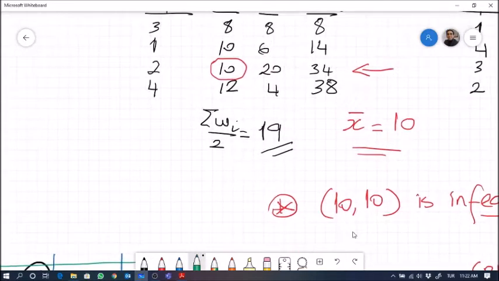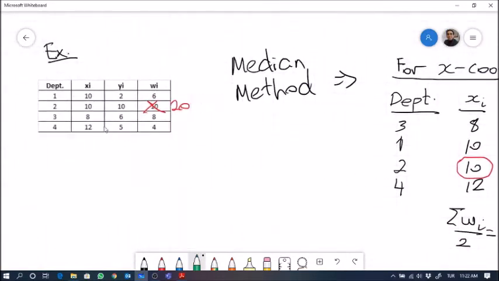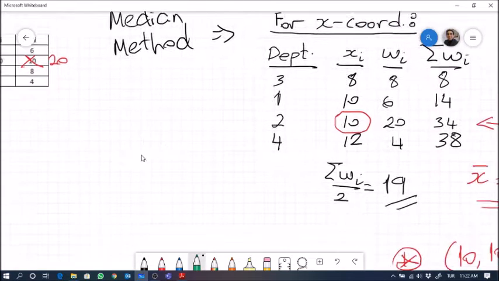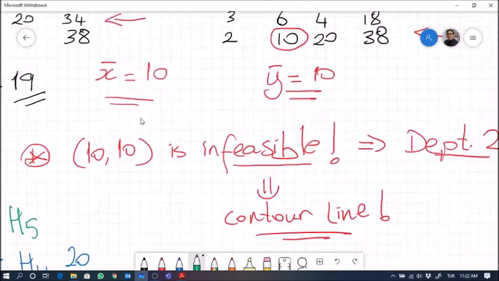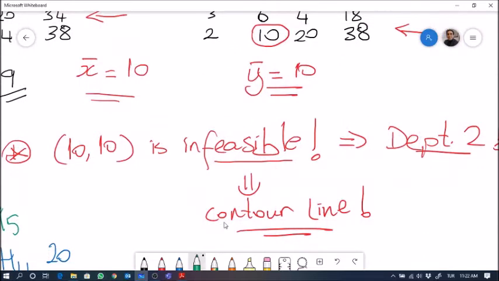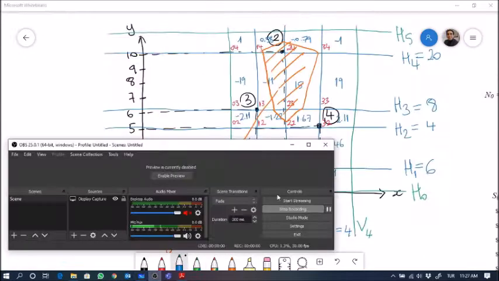Let me show you the initial question here. As you see, 10 and 10 are the coordinates of department number 2. So in this case, what do we need to do? We need to apply the contour line technique.